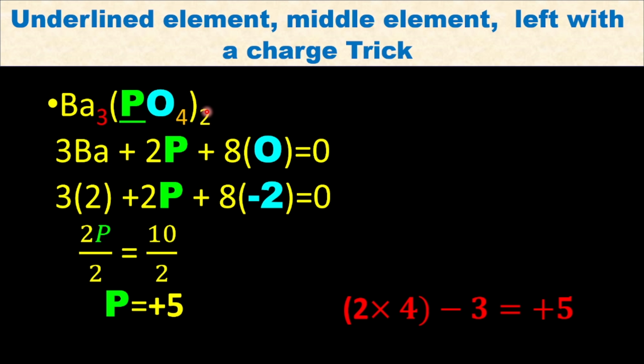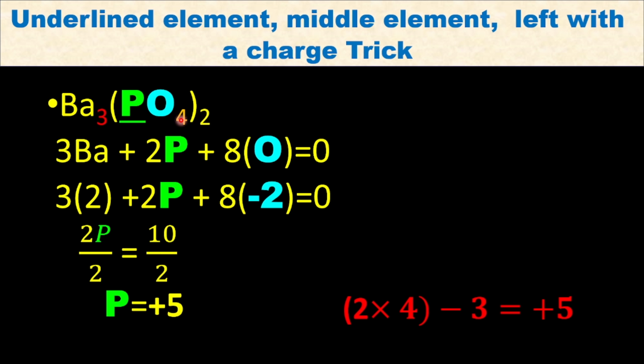We have Ba3(PO4)2. As I said, if there are numbers crossing, as we can see here, it tells you that this number came from Ba, and the number here also came from this radical. That is why we have 3 here and a 2 there.